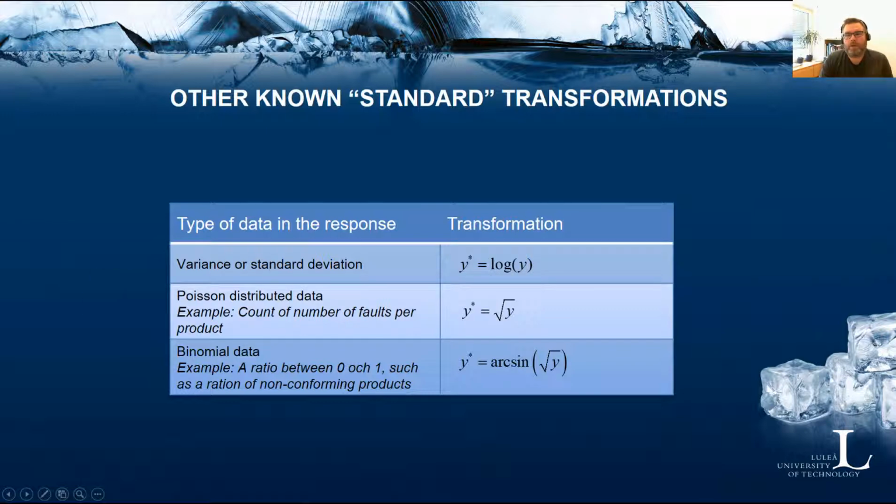And as we just said, for Poisson distributed data, such as a count of number of faults per unit or per product, we can use the square root transformation. And for binomial data, which can be like a ratio between 0 and 1, such as a ratio of non-conforming products, we can use the arcsine of the square root, which is a little bit peculiar looking, but it has been proven to work well.